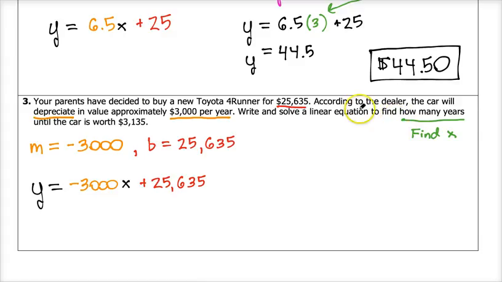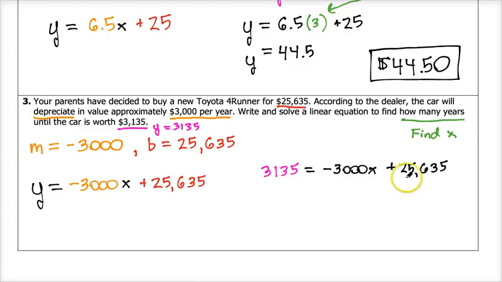So I'm asking you to find x when y is, or the car is worth $3,135. So I'm telling you there that y equals $3,135. So we're going to take our equation again. I'm going to substitute $3,135 in here for y. And then our job is going to be to find x. Okay, so we'll need to subtract 25,635 from both sides.